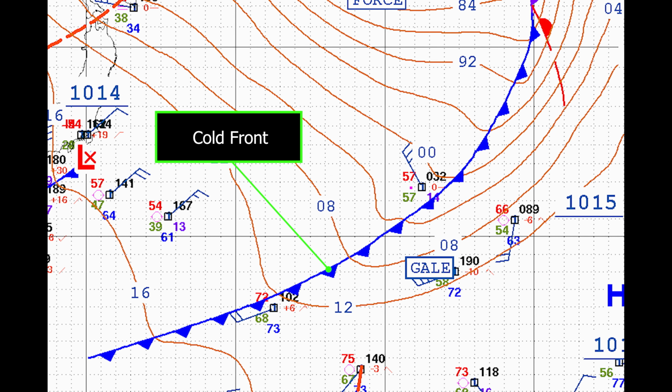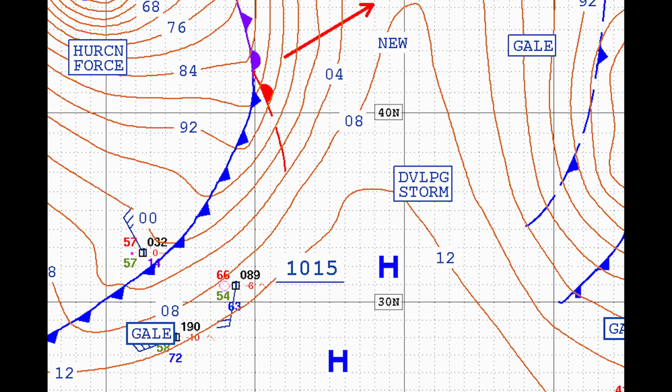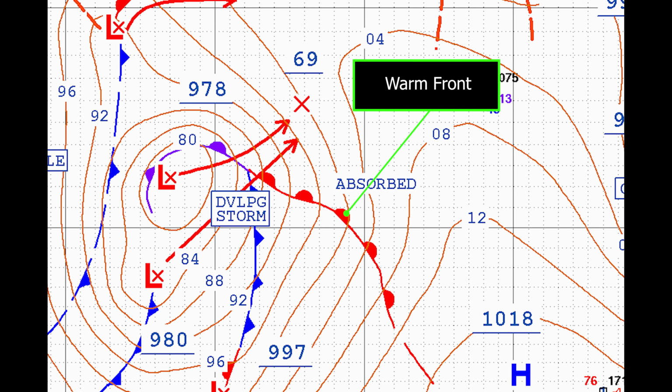This symbol represents a cold front, the leading edge of a colder air mass. It separates two air masses with sharp temperature and moisture differences. In the northern hemisphere, winds ahead of the front typically blow from the southwest and shift to the northwest after passage.